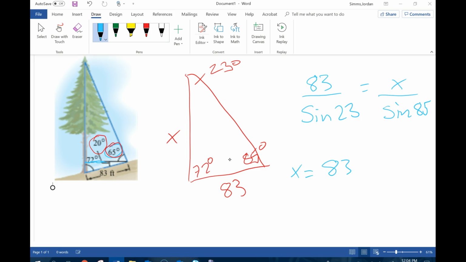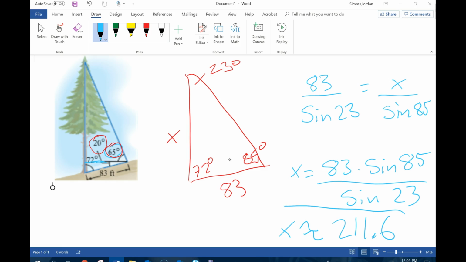That's going to be 83 times sine 23, or sorry, times sine 85, all over the sine 23. And if you calculator that, that actually approximates to 211.6, if we round that approximately. So that's the approach there, buddy. Basically, just add those two angles right here. Don't go down the right triangle rabbit hole.